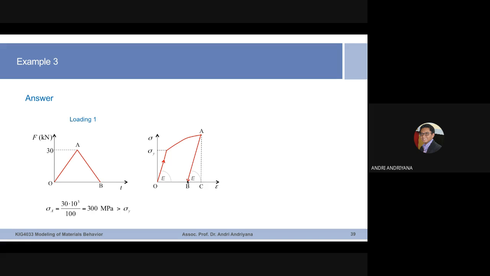So point B, as you can see here, is zero force, zero stress. But it does not necessarily mean that it is zero strain. When you remove the force, you remove the stress, the material will undergo a certain amount of permanent deformation. The length of the sample will change permanently. Okay, so again, point B is zero force, zero stress, but it does not mean zero strain.